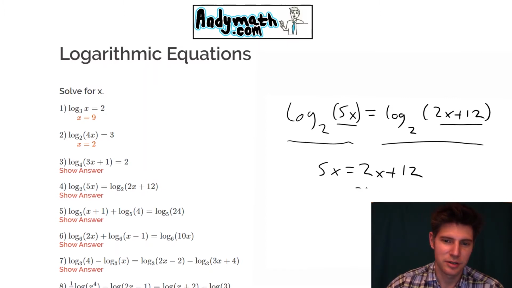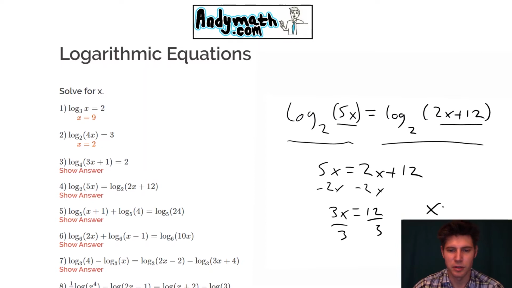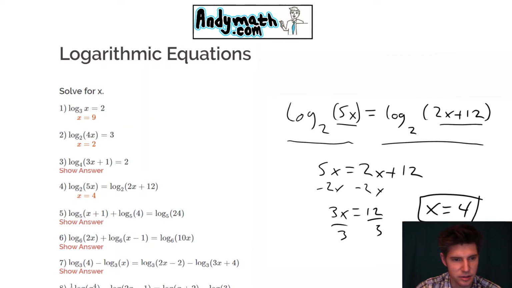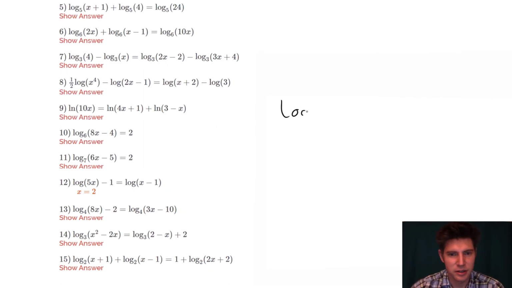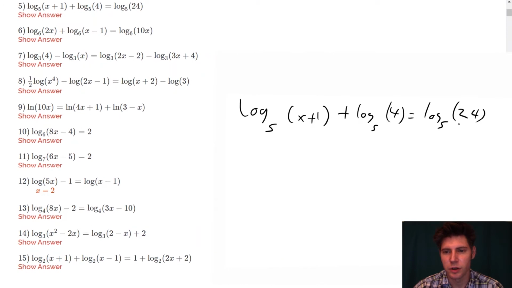Now we just solve for x. I'm going to subtract 2x from both sides, get 3x equals 12, divide both sides by 3, and x equals 4 should be the answer. We can check it. And yep, x equals 4 is the answer. Number 5 says log base 5 of x plus 1 plus log base 5 of 4 equals log base 5 of 24. This does have logs on both sides, but we can't just forget the log right now.